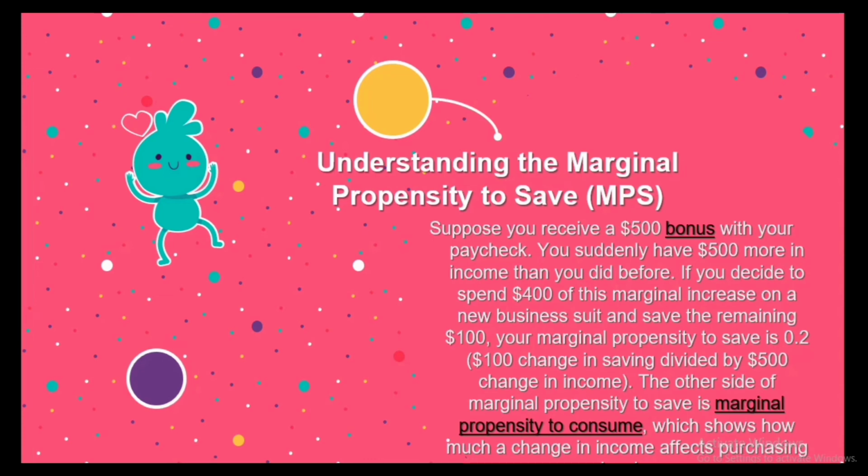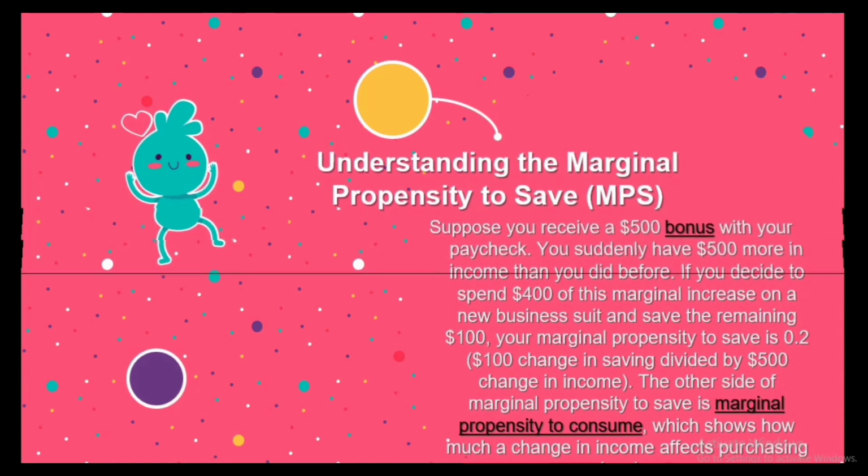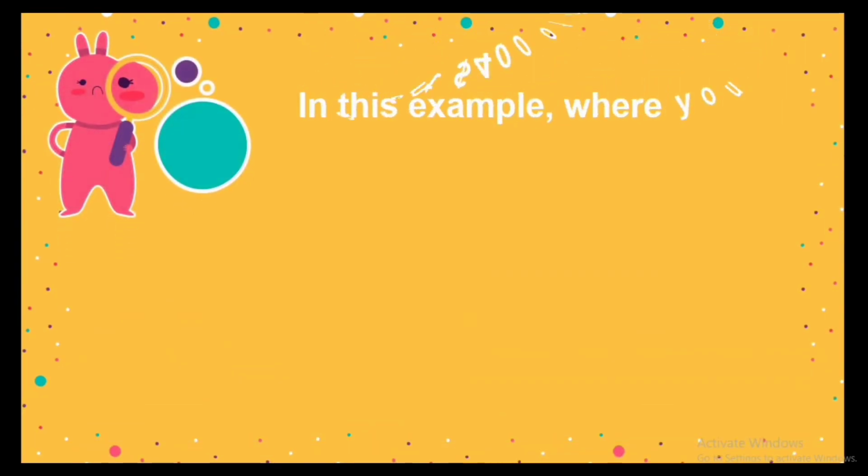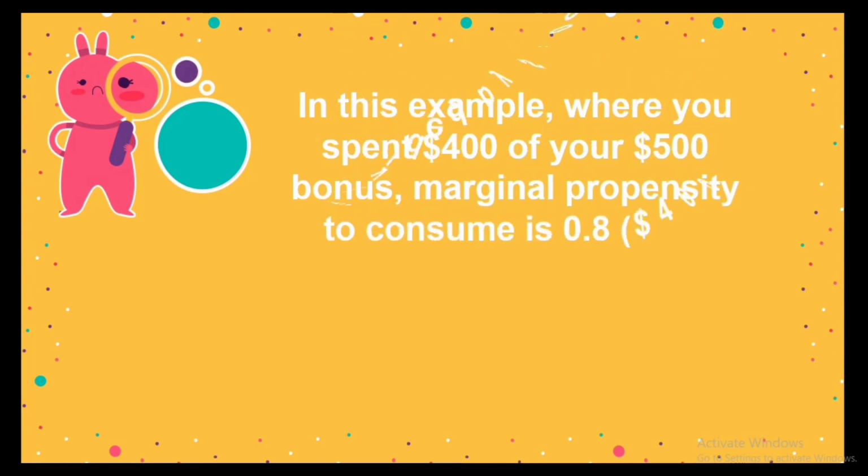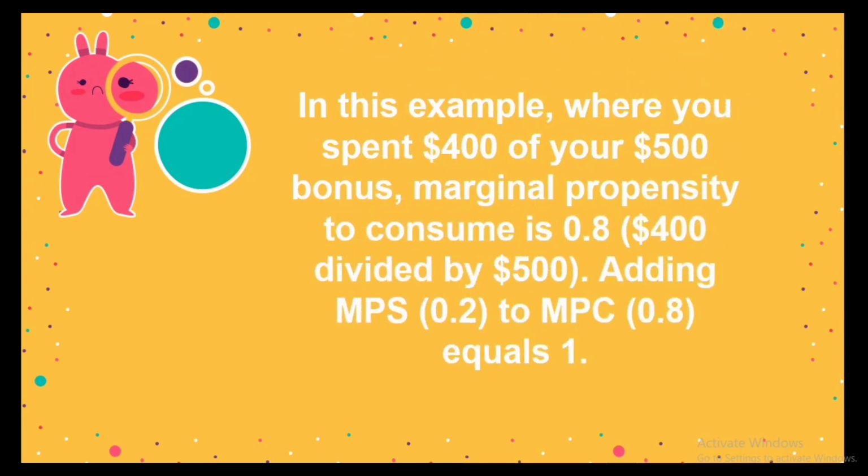The other side of marginal propensity to save is marginal propensity to consume, which shows how much a change in income affects purchasing levels. In this example, where you spend $400 of your $500 bonus, marginal propensity to consume is 0.8: $400 divided by $500. Adding MPS 0.2 to MPC 0.8 equals 1.